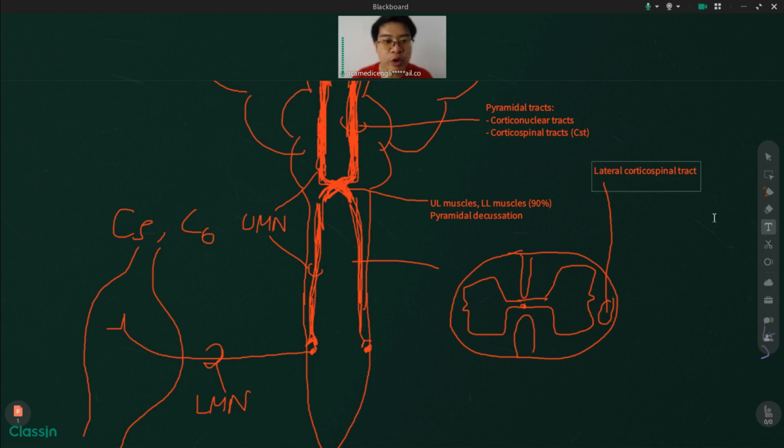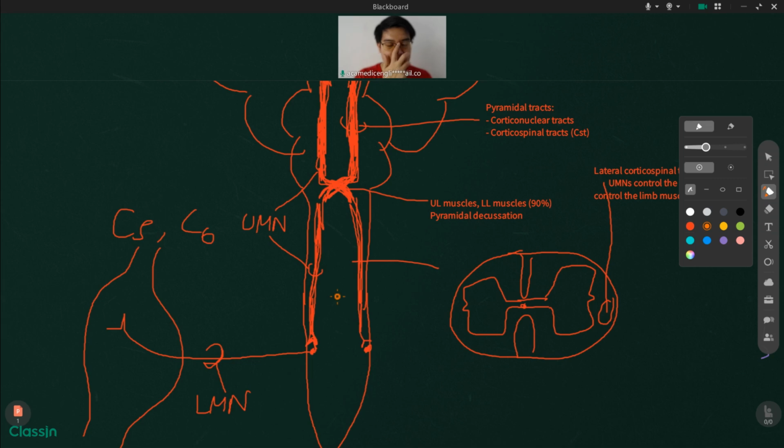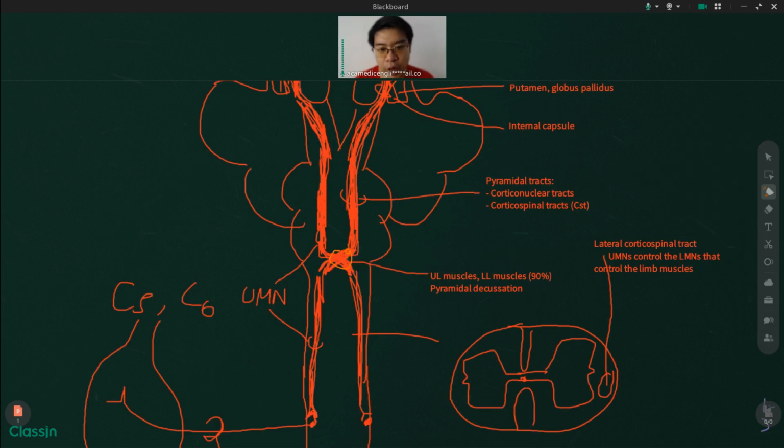And so the lateral corticospinal tract will contain what? The UMNs that eventually control the LMNs that control the limb muscles, upper limb and lower limb muscles. After this point, 90% of the fibers that go to the lower motor neurons controlling the upper limb muscles and lower limb muscles have already crossed over. How about the other 10%? The other 10% do not cross over.